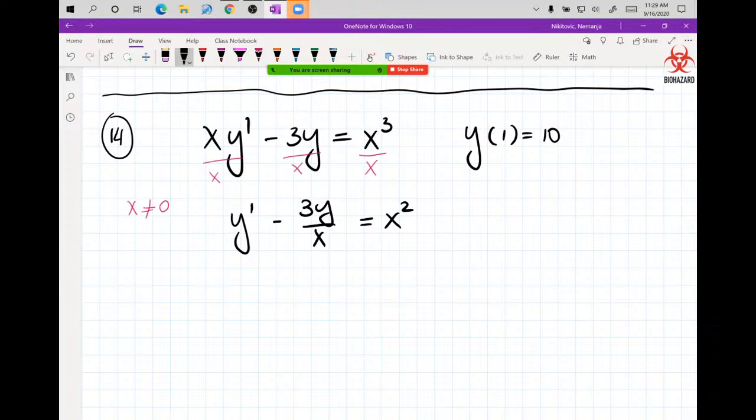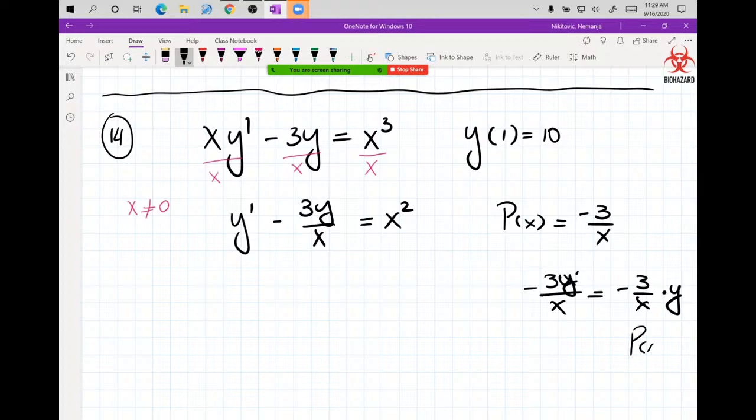So now you look at this problem and you say, okay, my p of x in this case is negative 3 over x, right? Because your negative 3y over x is actually negative 3 over x times y. And you have your p of x times y in the setup of the problem. So a little bit of this algebra witchcraft to identify what your p of x is.